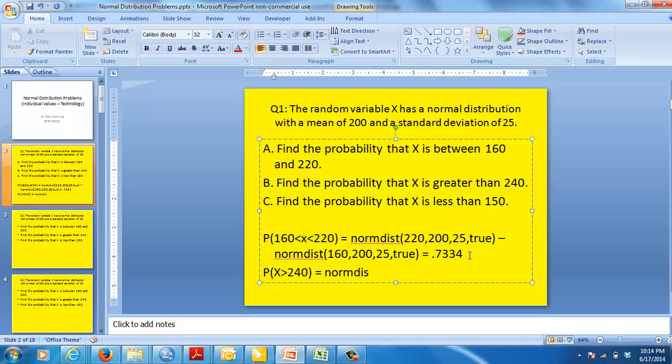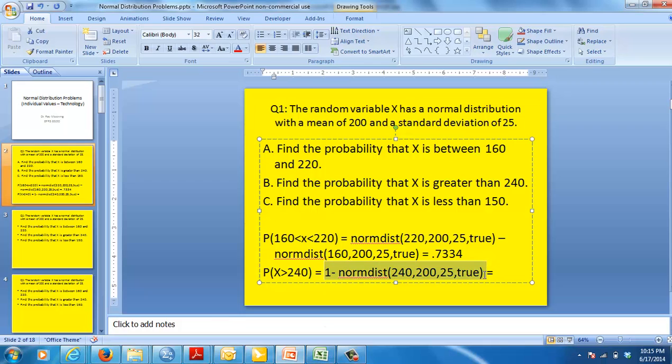Alright, NORM.DIST of 240, 200, 25, true. This is the area that's less than it, so then I need to do 1 minus this. And this will equal something. Let's find out what it is over here.